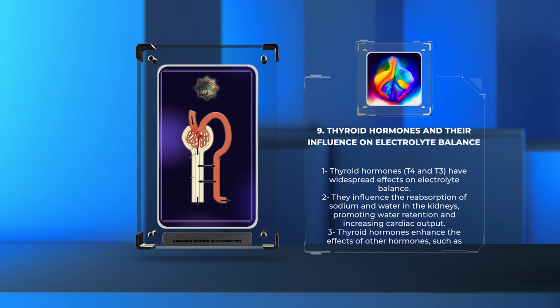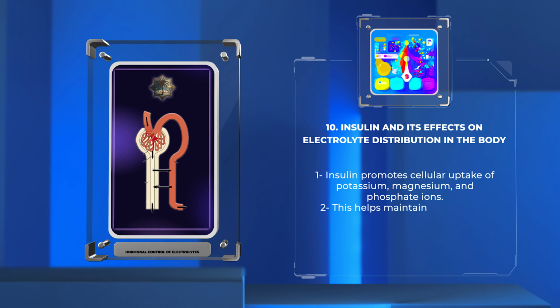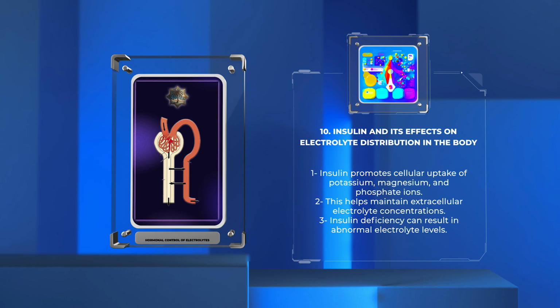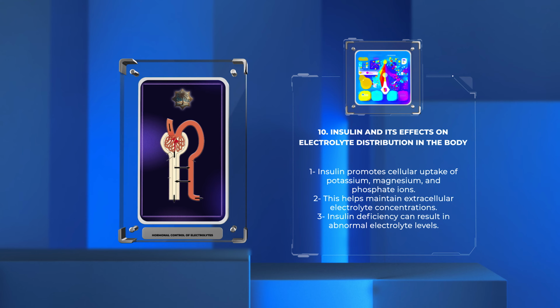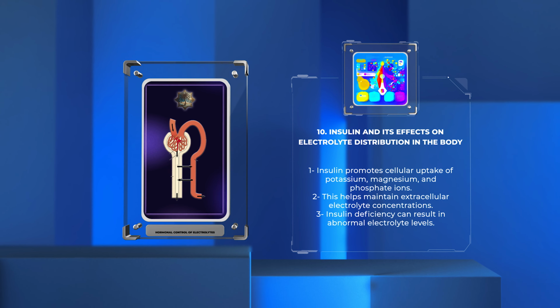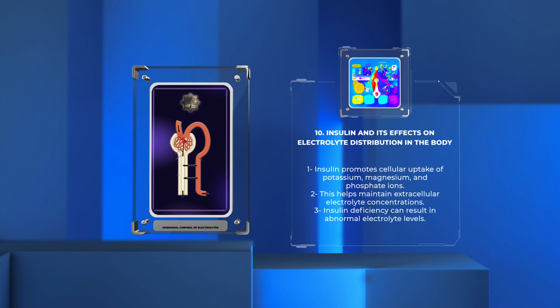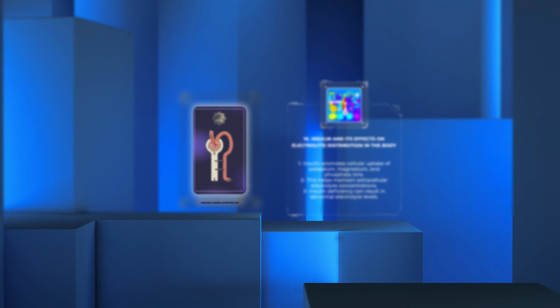Insulin, primarily known for its role in glucose metabolism, also influences electrolyte distribution. It promotes cellular uptake of potassium, magnesium, and phosphate ions, leading to their intracellular shift. This action helps to maintain extracellular electrolyte concentrations within the normal range. Insulin deficiency, as seen in diabetes, can result in abnormal electrolyte levels.